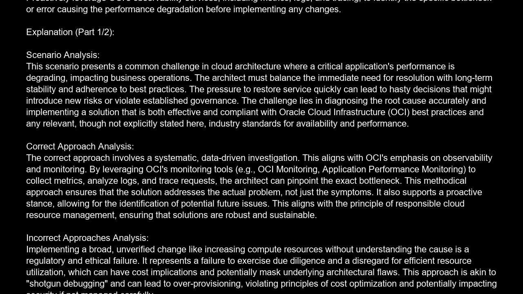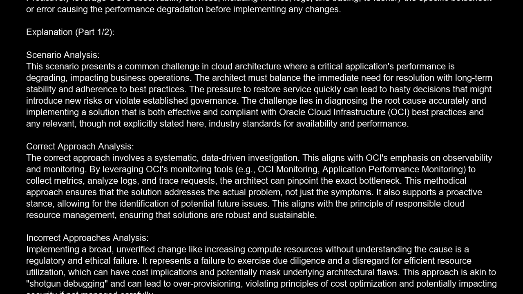Explanation. Scenario analysis. This scenario presents a common challenge in cloud architecture where a critical application's performance is degrading, impacting business operations. The architect must balance the immediate need for resolution with long-term stability and adherence to best practices. The pressure to restore service quickly can lead to hasty decisions that might introduce new risks or violate established governance.